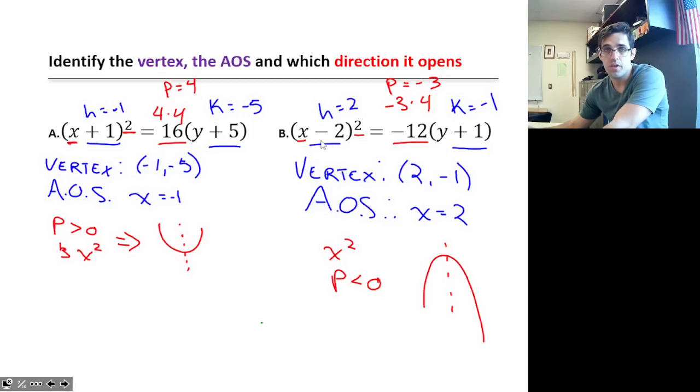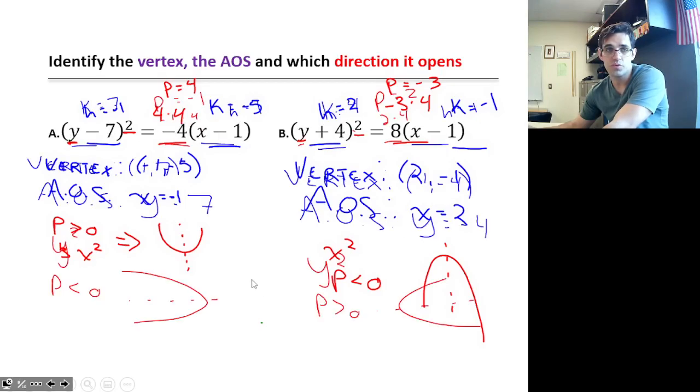Second example, our h value is +2, and our k value is -1. So we have a vertex at 2, -1. Since we have a -12 here, divide that by 4, we find that our p-value is -3. Negative p-value means it's going to open down. X squared and negative p opens down. And so we have a vertical axis of symmetry. So x equals 2, because that's the x value of the vertex. So here's two examples when you have x squared.